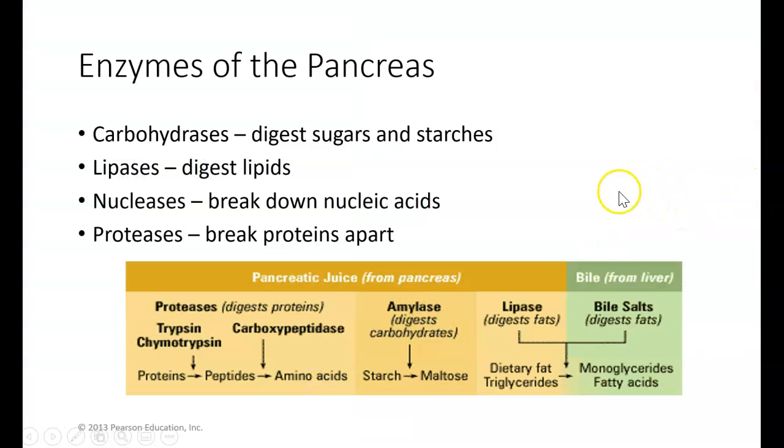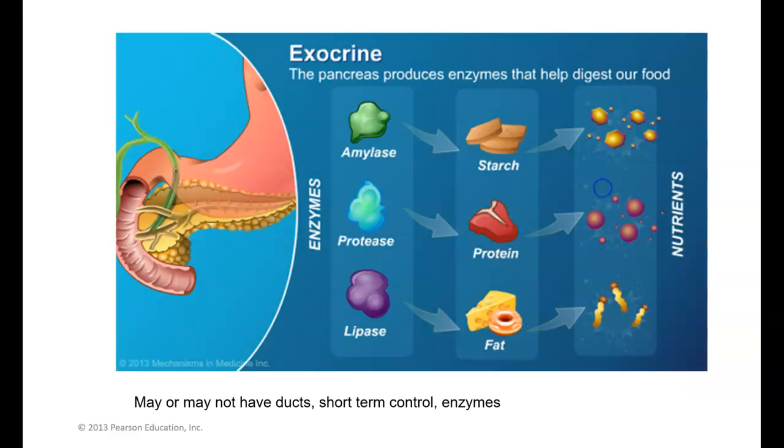Some of the enzymes of the pancreas, I just went over these. Carbohydrases digest sugars and starches. Lipase, lipids. Nuclease, nucleic acids. Proteases break down proteins. So your pancreatic juices play a really important role in breaking down all of the organic compounds in order to get them to their smallest units to be absorbed into the bloodstream and then taken to the liver.